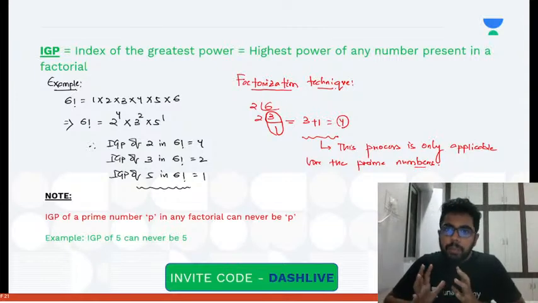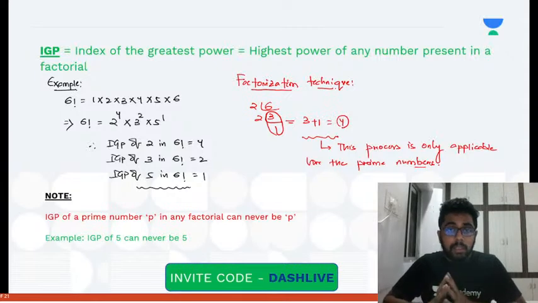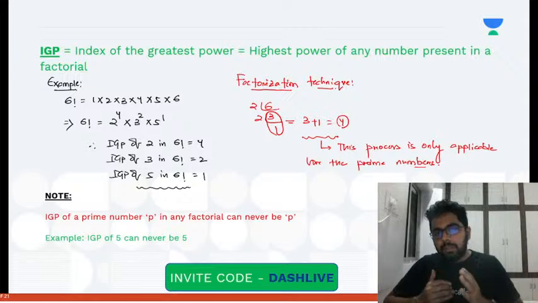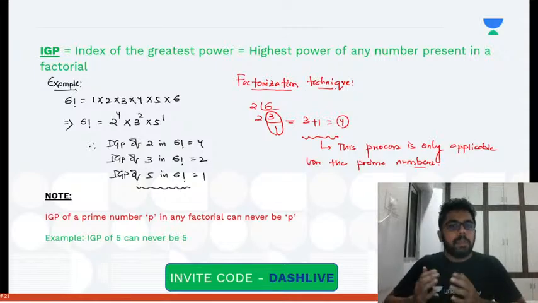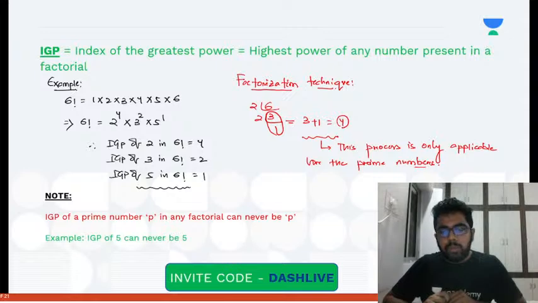Highest power of any number present in a factorial, that's called IGP. And remember that the IGP of any prime number can never be p. Like IGP of 5 cannot be 5, IGP of 7 cannot be 7, IGP of 11 cannot be 11. IGP of any prime number cannot be that prime number itself. So let's say I am talking about IGP of 7. IGP of 7 can be 6 and it can be 8, but it can never be 7.